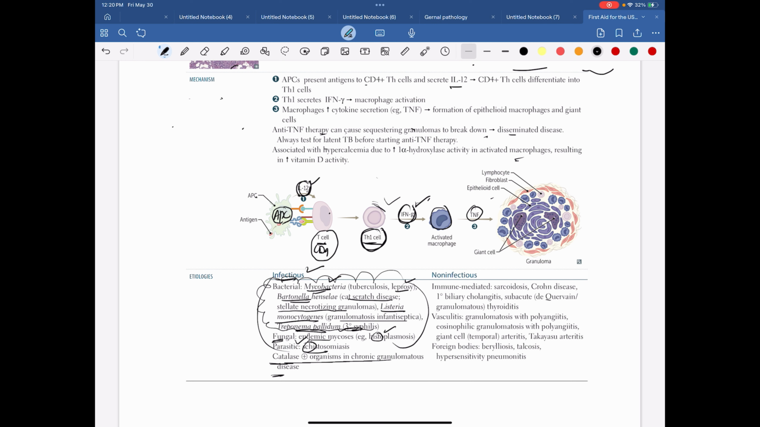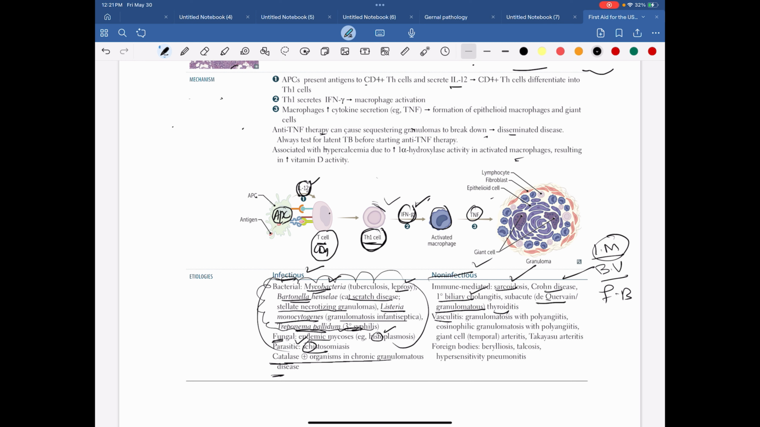Then after that we have the non-infectious causes. In the non-infectious causes we have three main categories. One is immune mediated, the second is vessel inflammation, that is called vasculitis, and then we have foreign bodies. In the immune mediated category we have sarcoidosis, Crohn disease, primary biliary cholangitis, and De Quervain granulomatous thyroiditis. Basically it is a condition in which you will get hypothyroidism.